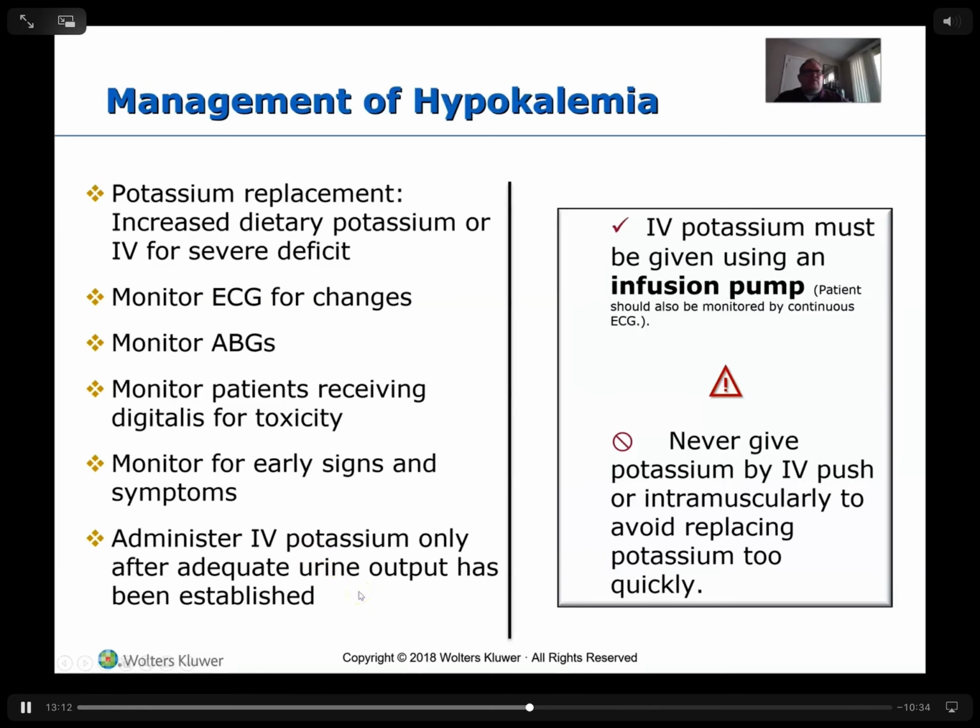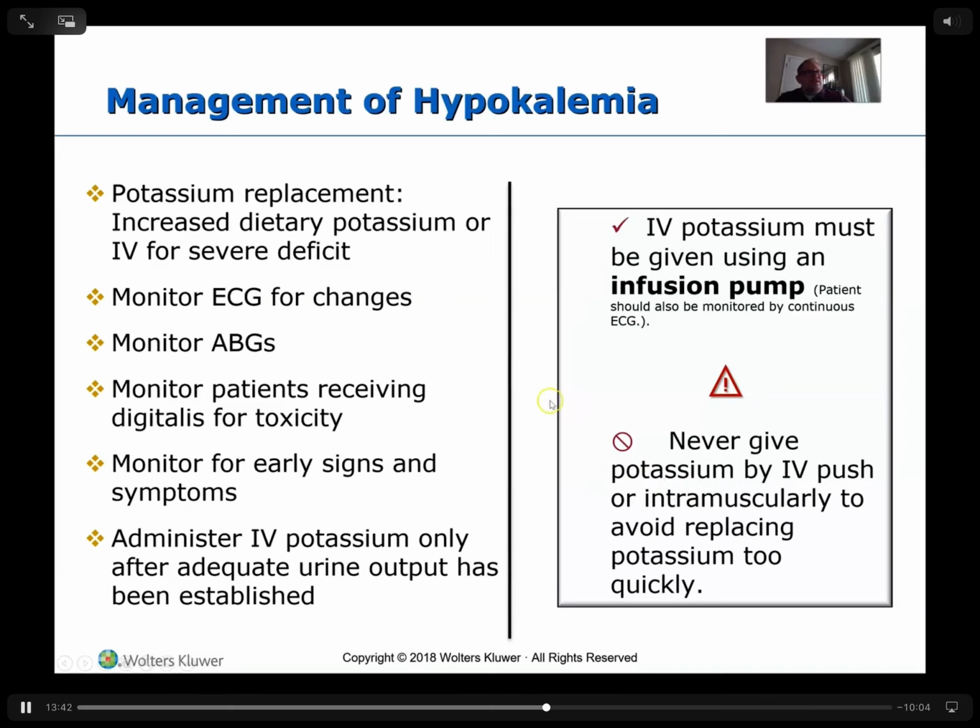And remember, IV potassium, you want to do it only after adequate urine output has been established. Your kidneys eliminate your potassium. So if you're not voiding properly and you're replacing, you run the risk of actually going into hyperkalemia. So you've got to watch your balance on that. Remember, IV potassium must be given using an infusion pump. You never want to give it IV push or IM, and avoid replacing it too quickly, because once again, you worry about ECG changes.